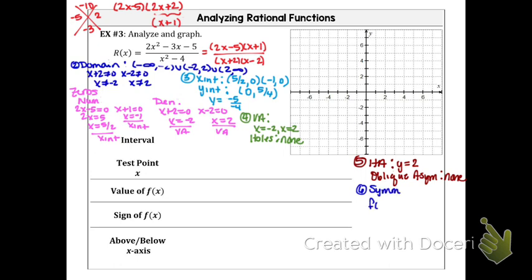So we're going to find f of negative x. I'm just going to use the original. So 2 times negative x squared minus 3 times negative x minus 5 over negative x squared minus 4. So this gives us 2x squared plus 3x minus 5 over x squared minus 4. Almost the same, but that 3x is different right there. So again, it is none.